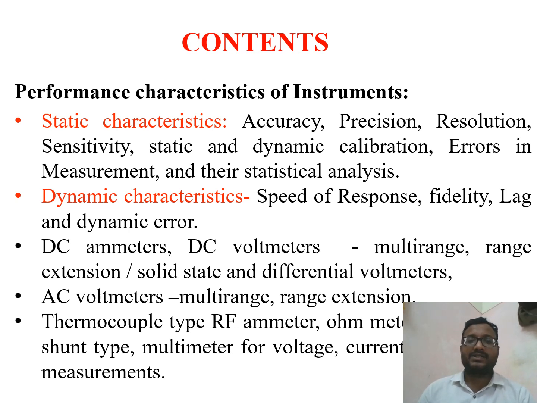And the relative error is also one of the errors. The relative error is defined as the ratio between the absolute error and the true value of the quantity to be measured. So the relative error ER is equal to AT minus AM by AT. If that error is represented in percentage, then the percentage relative error is equal to AT minus AM by AT into 100. If the same relative error is represented in terms of full scale deflection, then ER is equal to AT minus AM by full scale deflection.